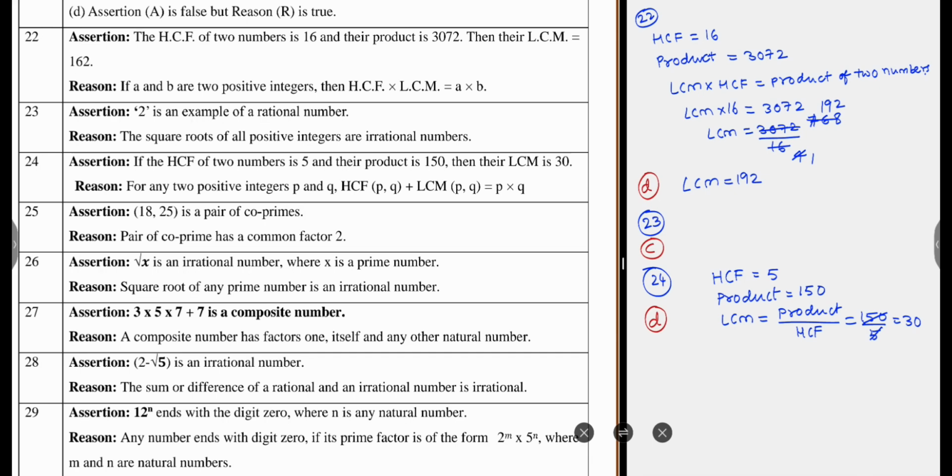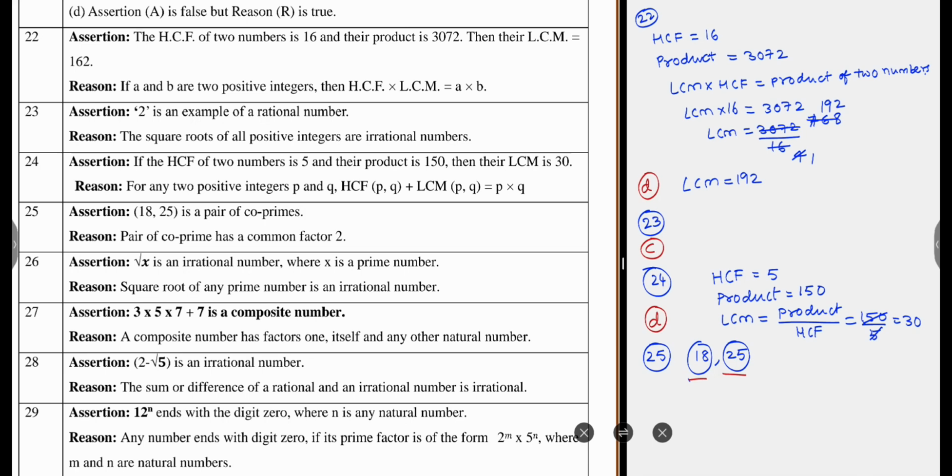Now question number 25. In question number 25, they said 18 and 25 is a pair of co-prime numbers. If you observe, there is no number that divides these two numbers. 18 and 25 do not have any common factor other than 1. So they are co-prime numbers. So assertion is true. Pair of co-prime numbers has a common factor 2.